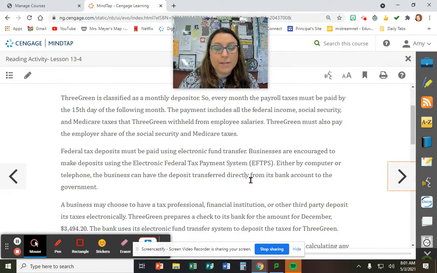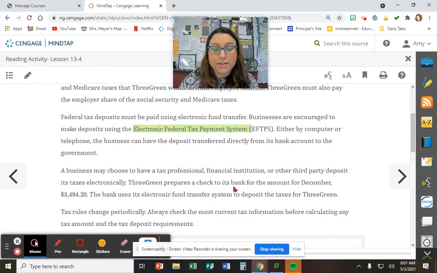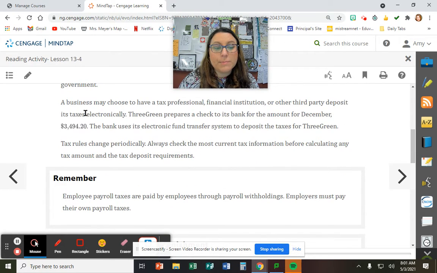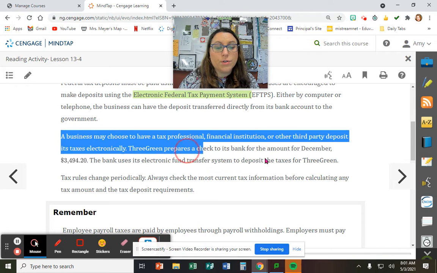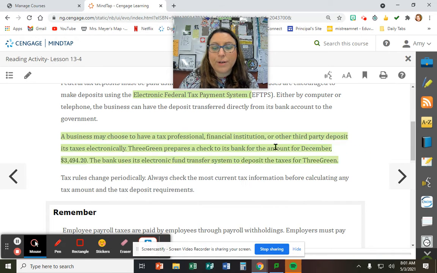Then tax deposits. Usually we use an electronic funds payment system, so that money gets wired to the government, which makes things a little faster. It says a business may choose to have a tax professional, financial institution, or other third party deposit the taxes electronically. It says 3 Green prepares a check to its bank for the amount of December tax, and the bank uses the electronic funds transfer to pay on behalf of 3 Green.